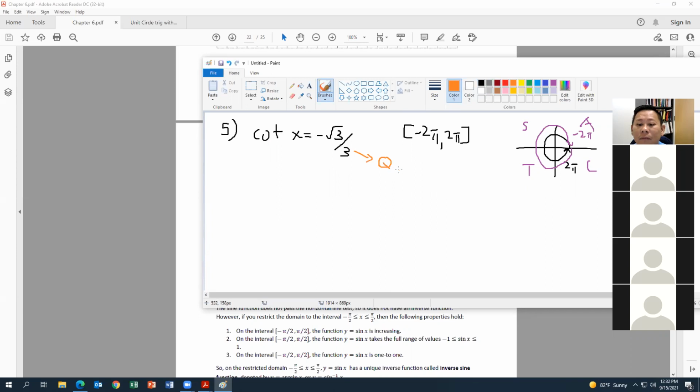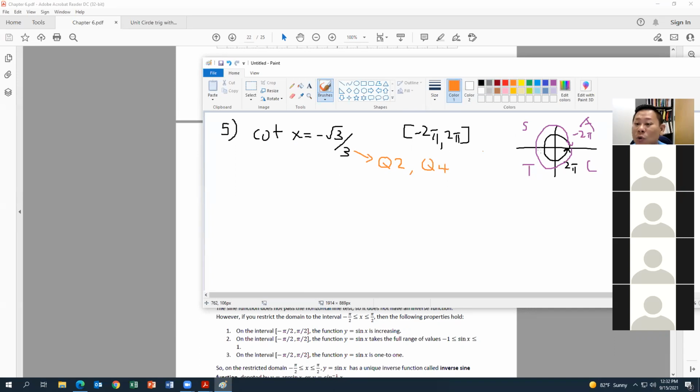Is it 3rd and 4th? No, third is where tangent is positive. So don't forget tangent and cotangent are the same. What is 4th is S and C, so you're looking for S and C. So in this case, it'll be quadrant 2 and quadrant 4.